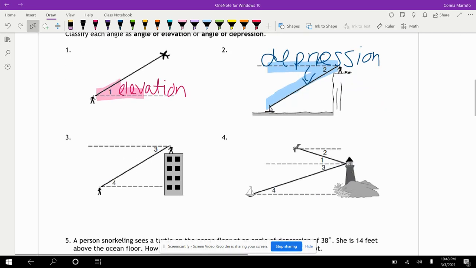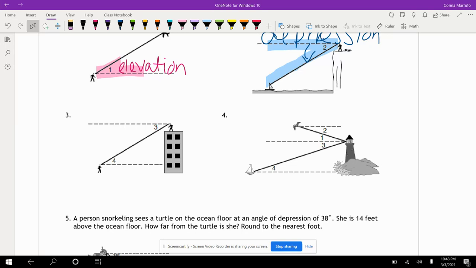Okay. This next one, so this one we have two different angles. Let's go ahead and start with the person that's at the top of the building. Okay, this is angle 3. So this is his line of sight, and they're having to look down. Okay, so because they have to look down, this angle, angle 3, is an angle of depression. Okay, and then if you're the person on the ground, this would be your line of sight. And so if you have to look up, this is your angle of elevation.